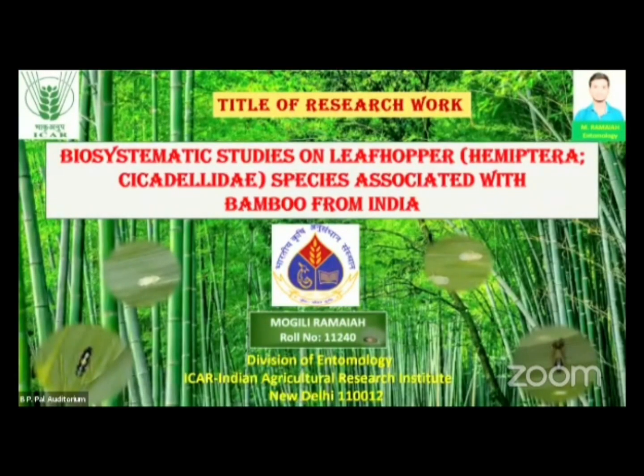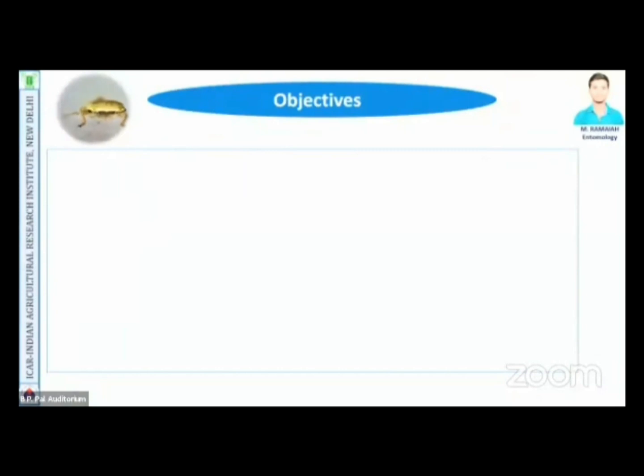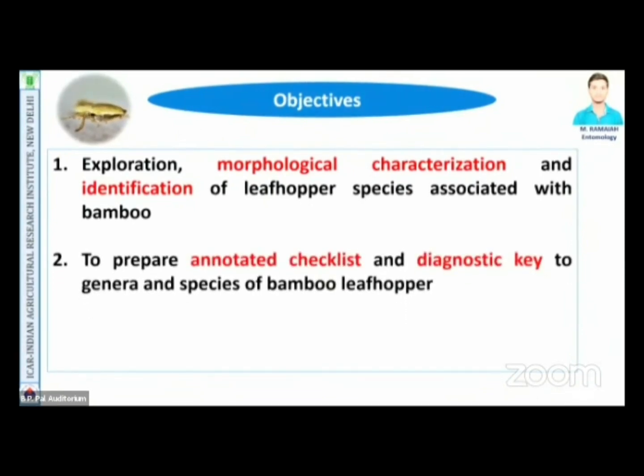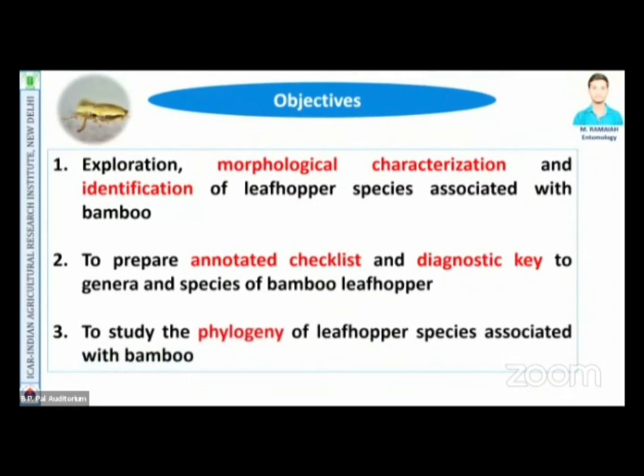To overcome this lacuna, we framed the title Biosystematic Studies on the Leafhopper Species associated with Bamboo from India, with the objectives of exploration, morphological characterization and identification of the leafhopper species associated with bamboo, to prepare a systematic checklist and diagnostic key to the genera and species of bamboo leafhoppers, and to study the phylogeny of the leafhopper species associated with bamboo.